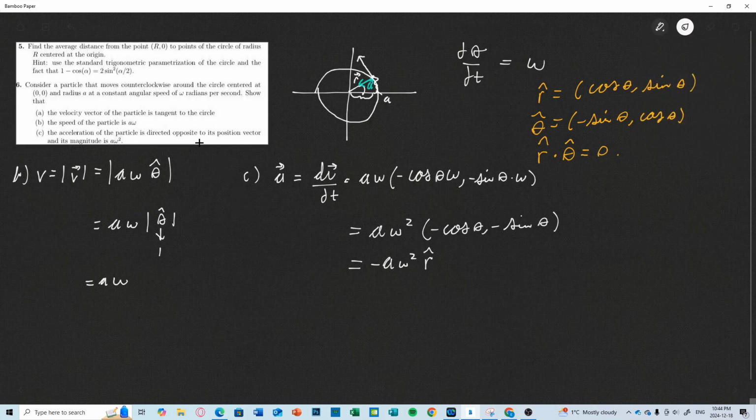But now we're not done, because it wants to also show that its magnitude is a omega squared. So we want to take the magnitude of our acceleration, which again is just going to be the magnitude of negative a omega squared and the unit vector. This is just going to become a because it's squared, so it's going to be positive, and then omega squared doesn't change, and again, because it's a unit vector, its length is just 1, so it's going to be multiplied by 1, which satisfies the question, making it just a omega squared.